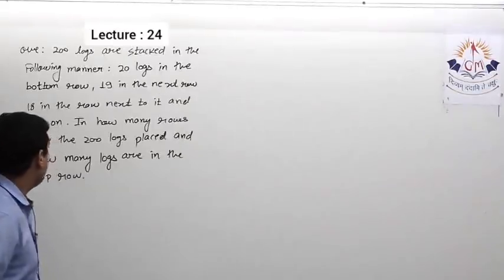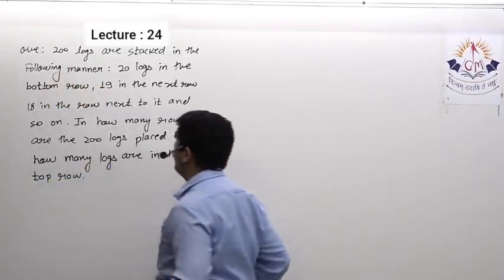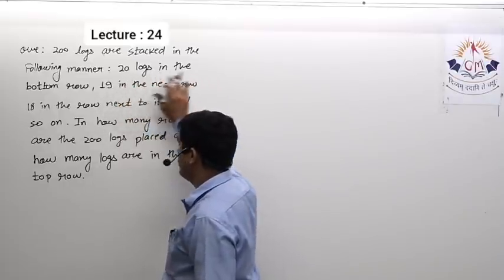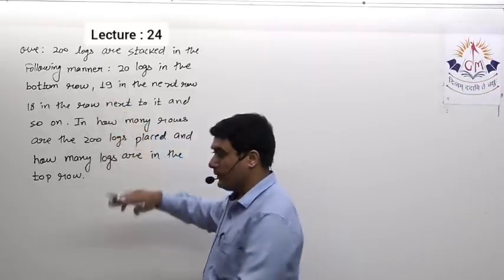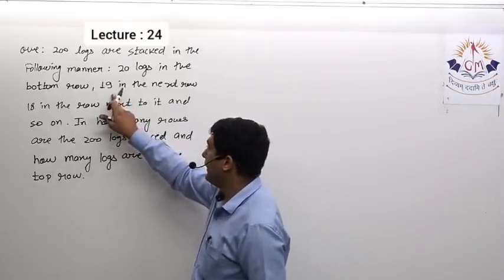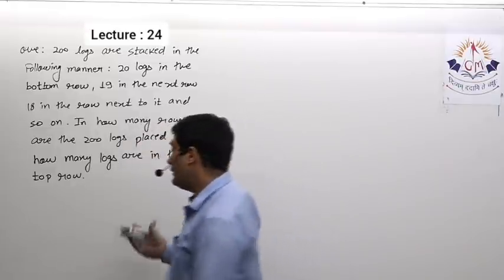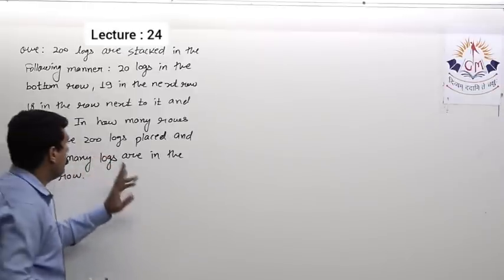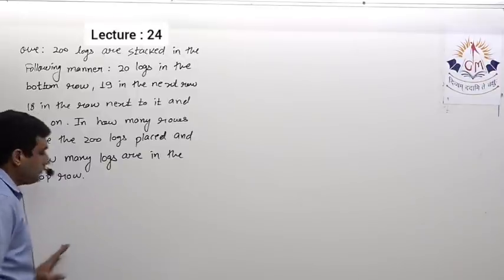Okay, so this is the next question. 200 logs are stacked in the following manner. In first row there are 20 logs. In second row, that means a row just above that, there are 19 logs. Then next row there are 18 logs, and so on. So in how many rows are the 200 logs placed? How many logs are in the top row?